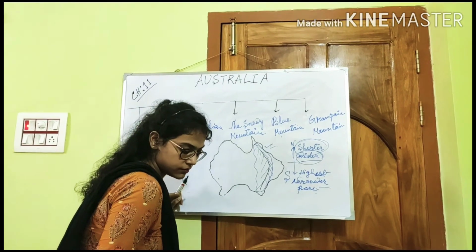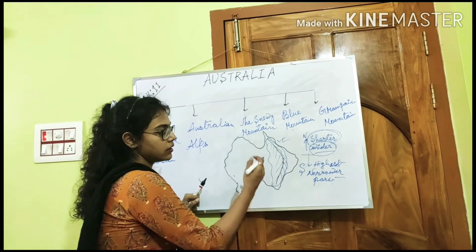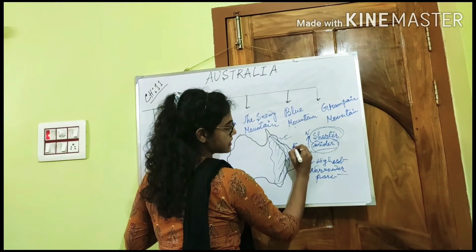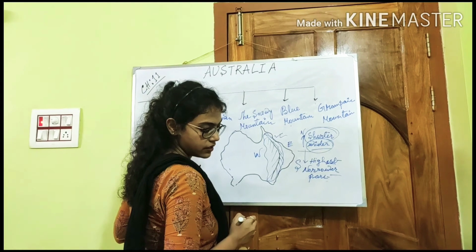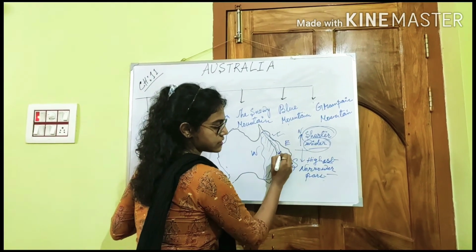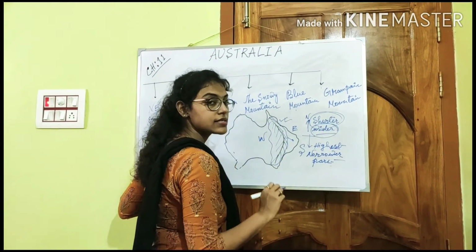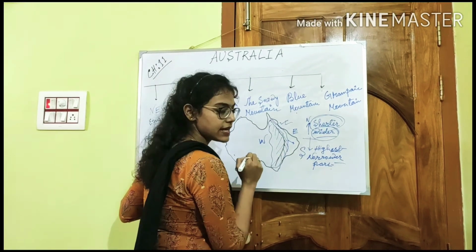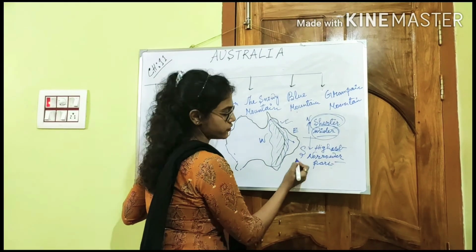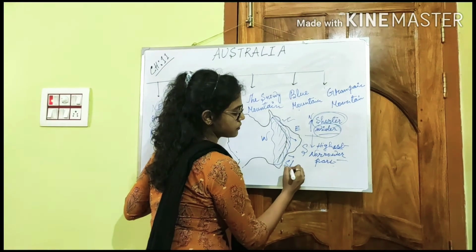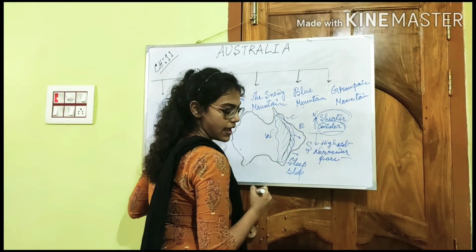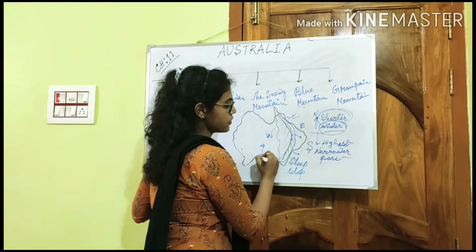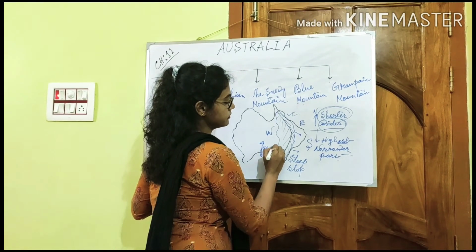So this side is the east side and this is the west side. This east side has steep slopes, and this west side has gentle slopes.